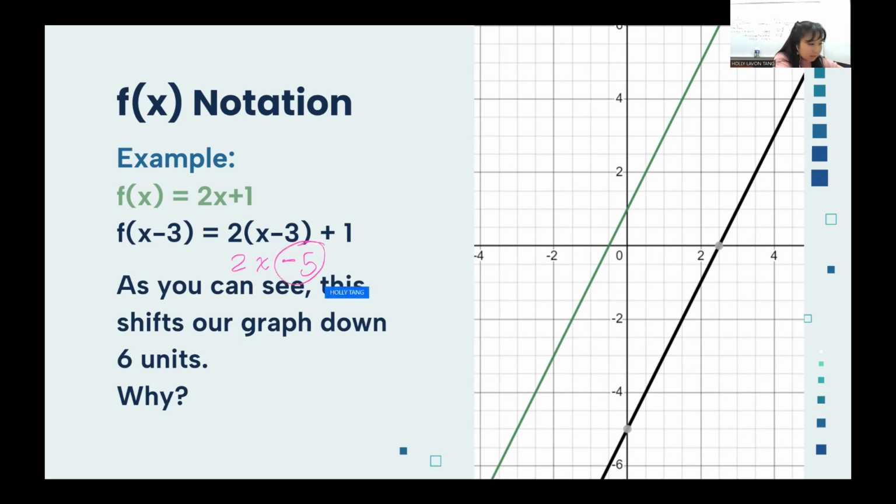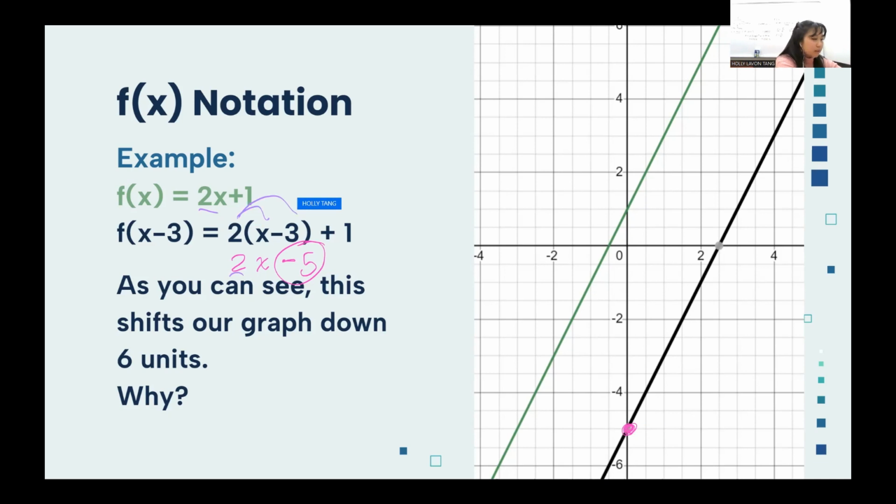So my y-intercept is negative 5. As you can see, negative 5 is down here. And then my slope stays the same. It's still 2 in both of the functions. So all we did when we added that notation is we moved the entire line down 6 units. So remember when we FOILed, right? We FOILed this out here.